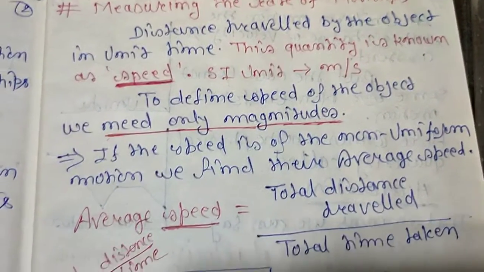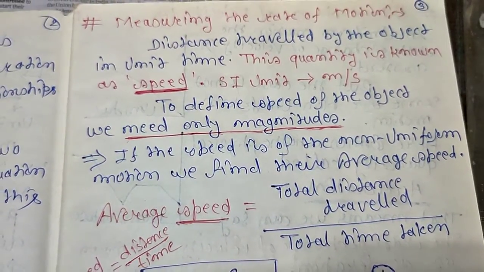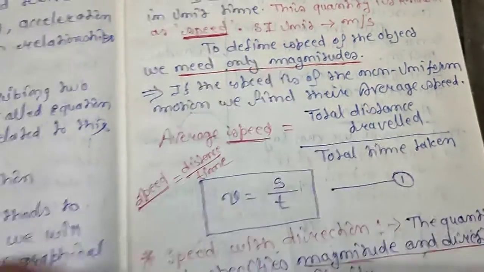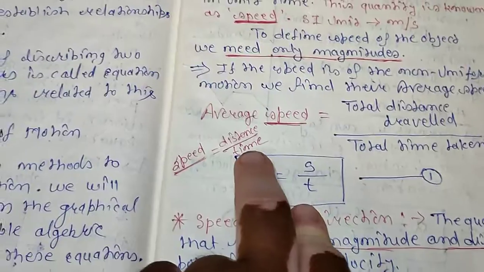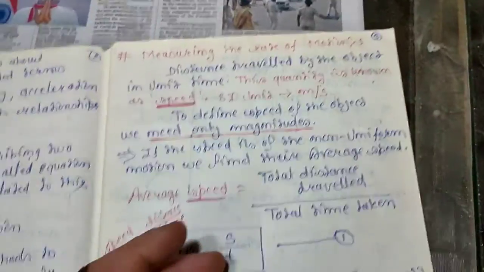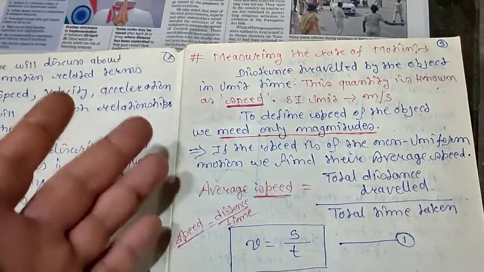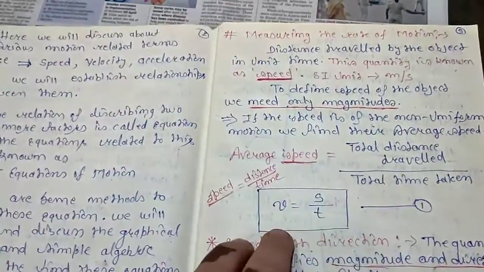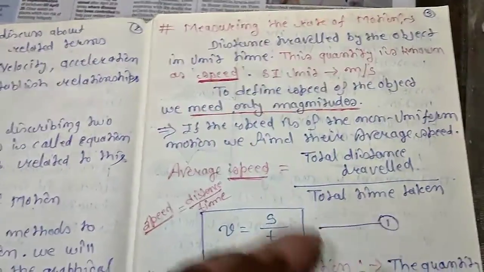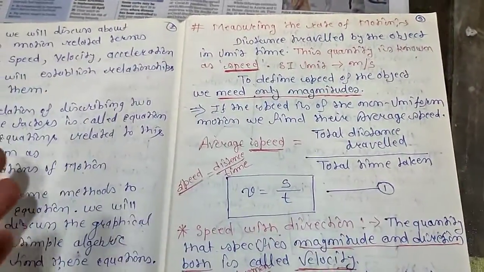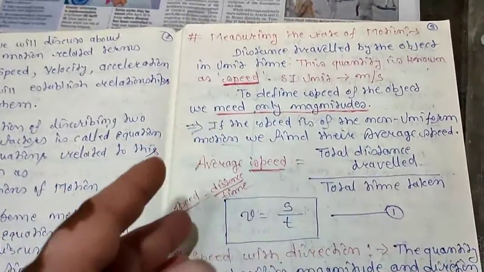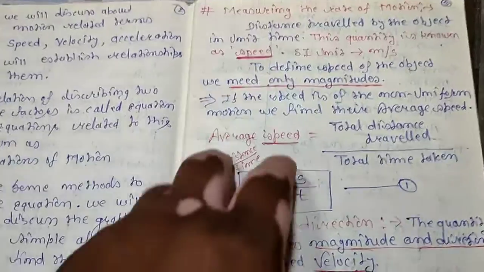is known as speed, and the SI unit of speed is meter per second. As we know, speed is distance over time. We know that speed cannot always be constant. For uniform motion it will be constant, but for non-uniform motion it would not be constant. That means sometimes they are moving fast and sometimes slow. In that case we will take the average speed.